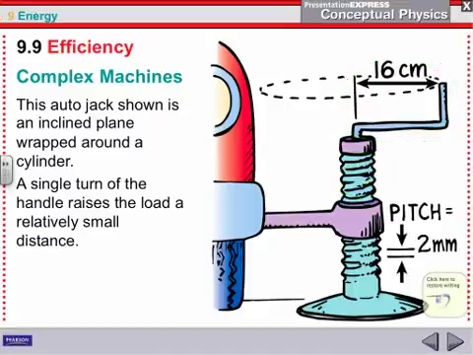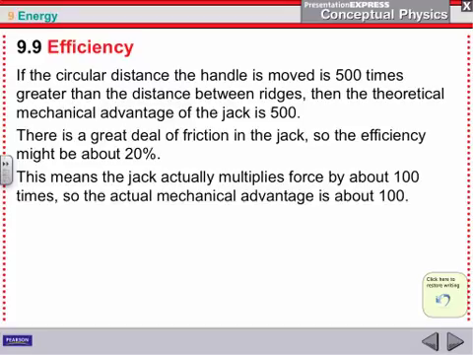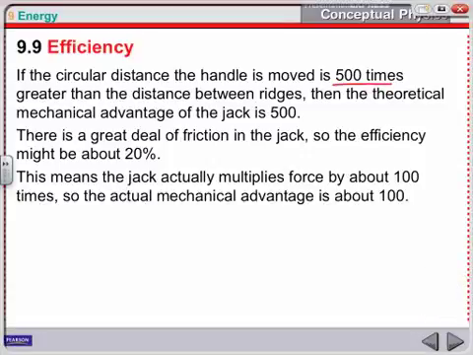But I can lift the car so that I can change the tire when I do that. So this has a wheel and axle in it. The wheel and axle says that the handle is moved 500 times greater than the distance between the ridges. So my mechanical advantage might be 500. However, there is a ton of friction.